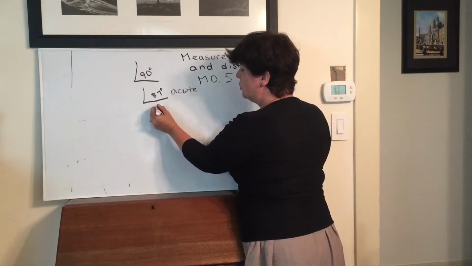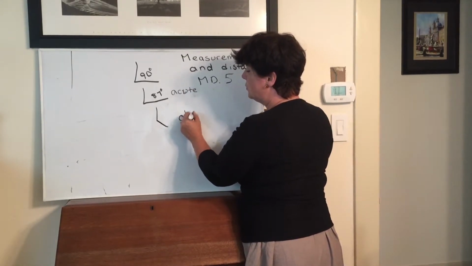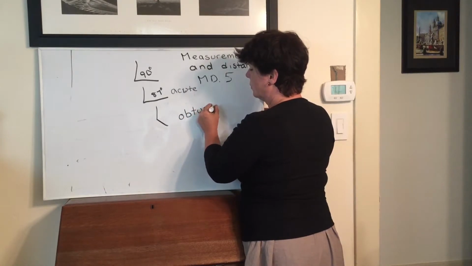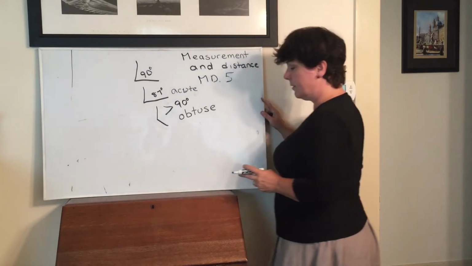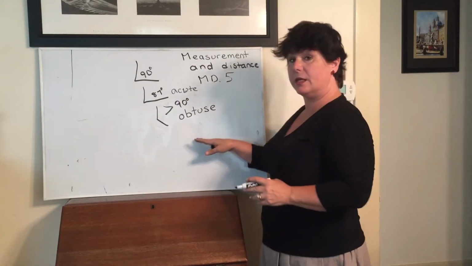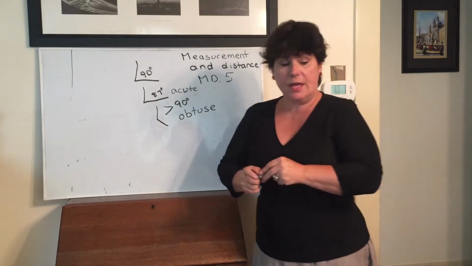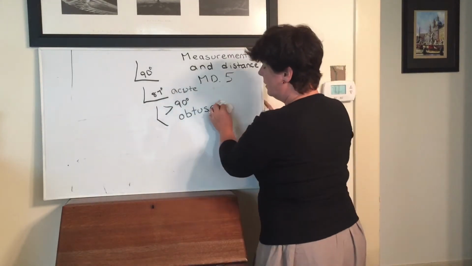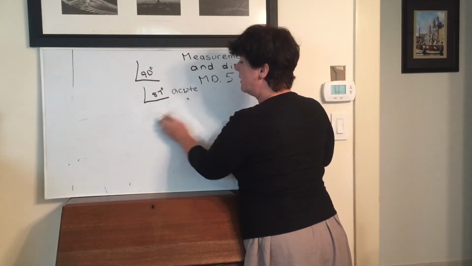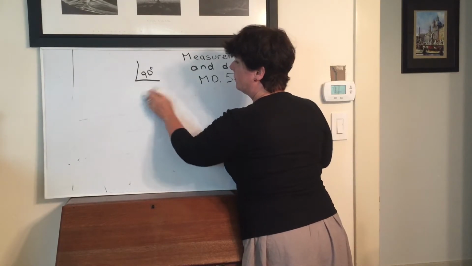And anything larger than 90 degrees is obtuse. Larger than 90 degrees. Okay? Most of the kids know that coming into me, but they haven't had a lot of practice with a protractor, and that's all about protractors this year.